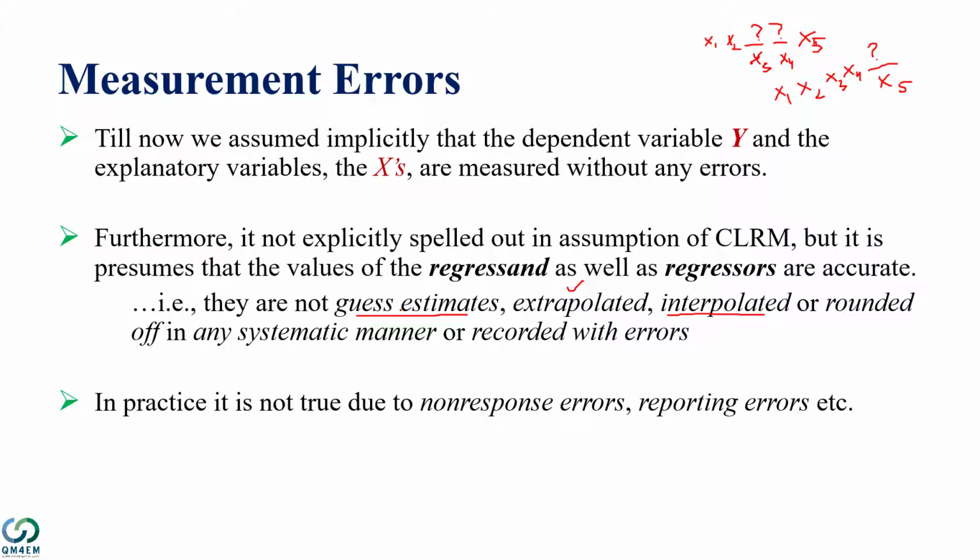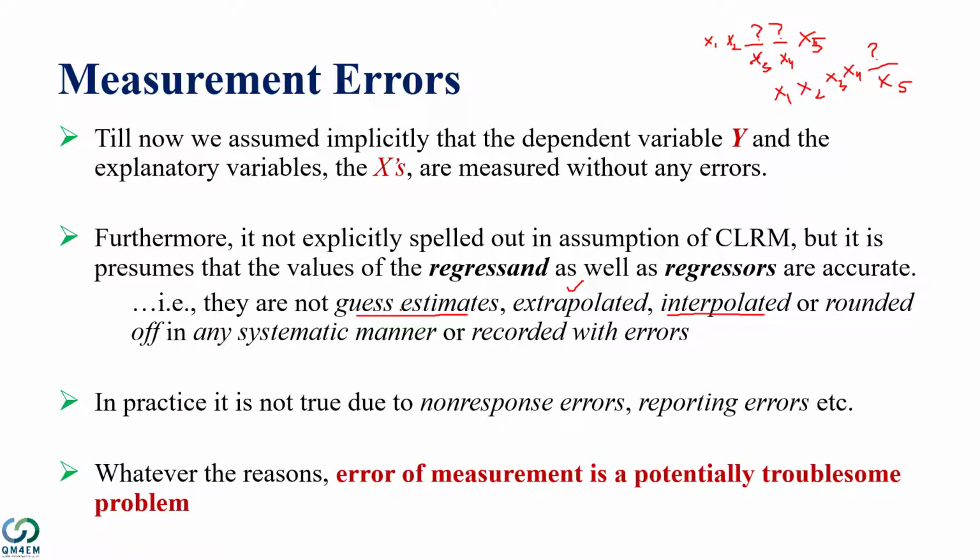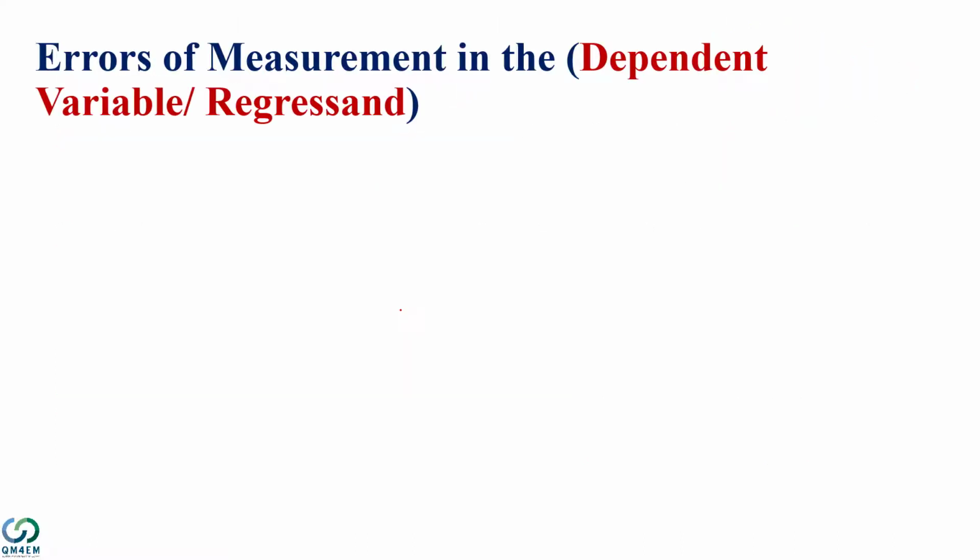In very simple words, it doesn't matter from where the error of measurement comes in, but error of measurement is a potentially troublesome problem for the regression analysis. So let me now discuss it one by one, how an error of measurement in the dependent variable and then in the independent variable do influence the regression analysis.